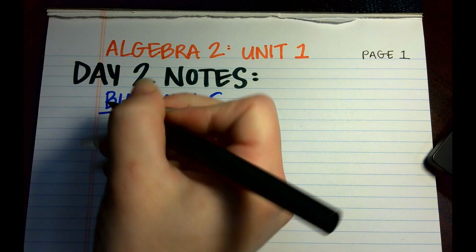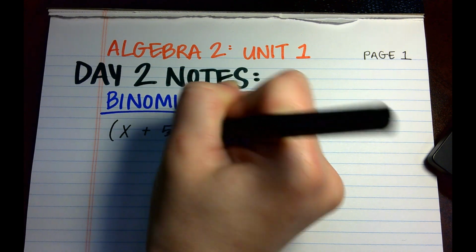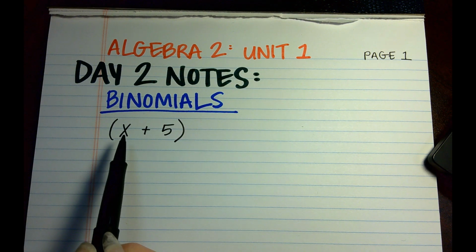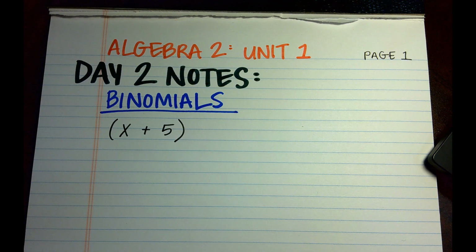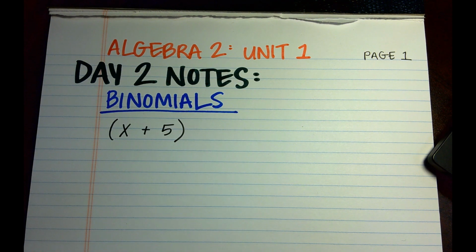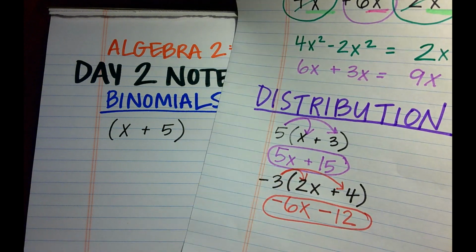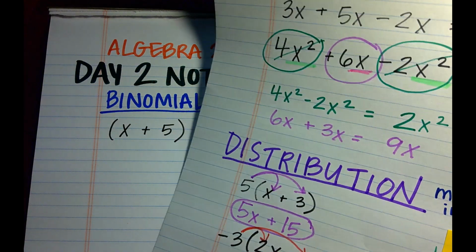So for example, here's a binomial, x plus 5. There's 2 terms here. I have x, I have 5. That is a binomial. Now, there are things that we can do with binomials. For example, something we did yesterday is distribution, where you multiply just a number times the binomial. And that's not too complicated.